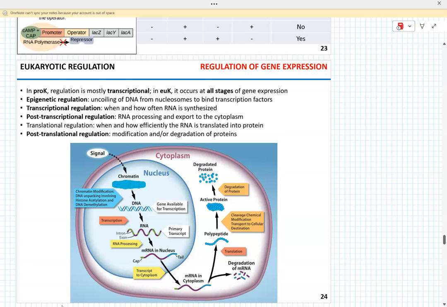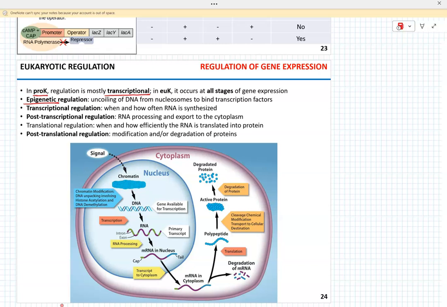The regulation of gene expression in eukaryotes is more complicated and occurs in virtually all steps of protein synthesis. As you just saw, in prokaryotes, the regulation of protein synthesis is for the most part transcriptional. Now, what about eukaryotes? Well, first of all, eukaryotes have the ability of epigenetic regulation.